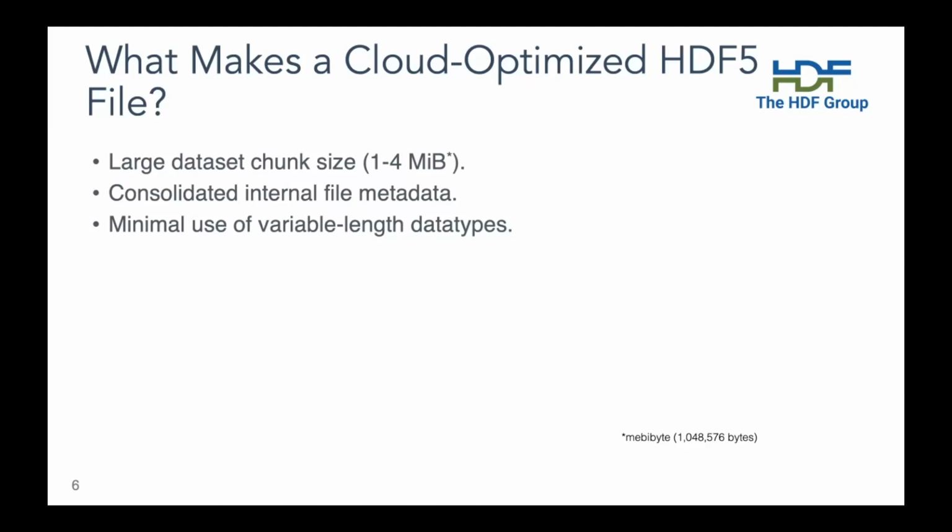The second optimization thing is to consolidate internal file metadata. And these two things are independent of each other. You can do one, but don't have to do another one, although both done really makes the file super, super cloud optimized. And the note is avoiding use of variable length data types, and I'll explain why.